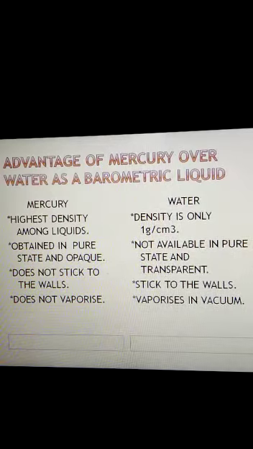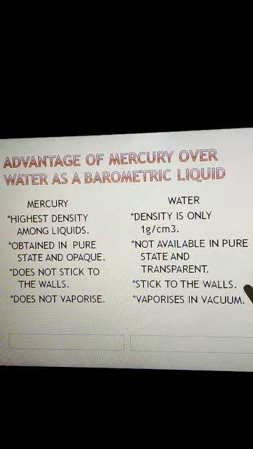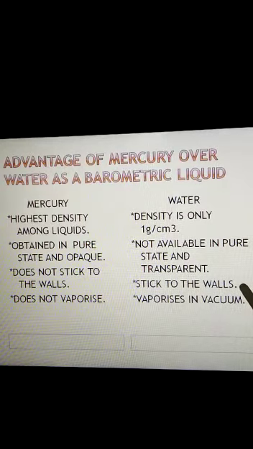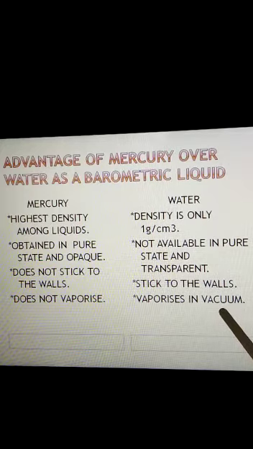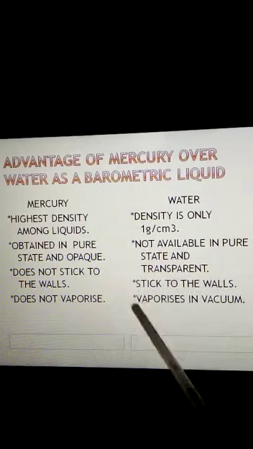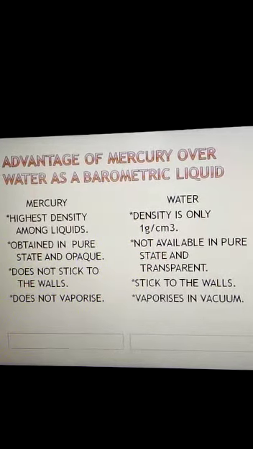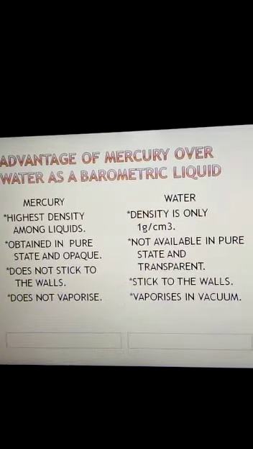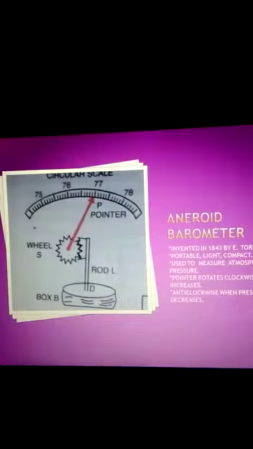Mercury does not stick to the walls of the container, so we can accurately measure the rise or fall in mercury level. Water sticks to the wall, so we cannot get an accurate measurement. Mercury does not vaporize, whereas water vaporizes in vacuum. That again will not give a clear rise or fall in the level to measure the atmospheric pressure.